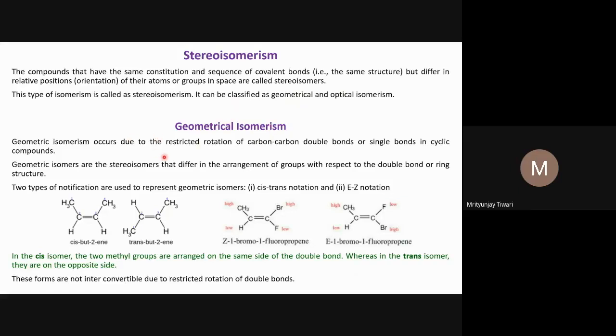Geometrical isomerism occurs due to restricted rotation of a carbon-carbon double bond, or a single bond in cyclic compounds. So what is important here is the restricted rotation of carbon-carbon double bonds. We will see this kind of isomerism only where there is restricted rotation of a carbon-carbon double bond, or even if the single bond is there, that single bond is part of a cyclic compound. Then only will we have restricted or hindered rotation around a particular bond.